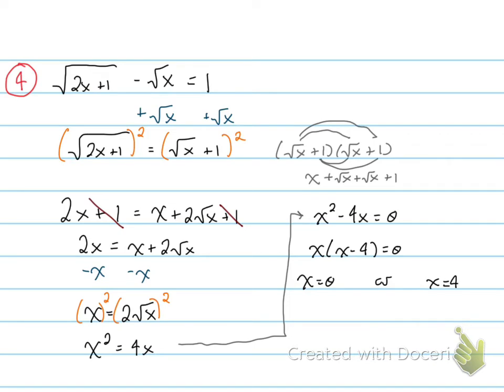And again, finally, I want to make sure I'm double checking both. I plug in 0 to my original equation. That's going to work out. I plug in 4 to my original equation. That's also going to work out. So both of these are solutions for that original problem. And I'm done.